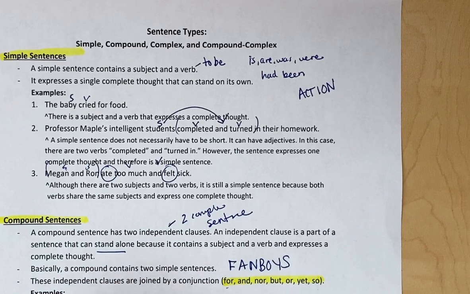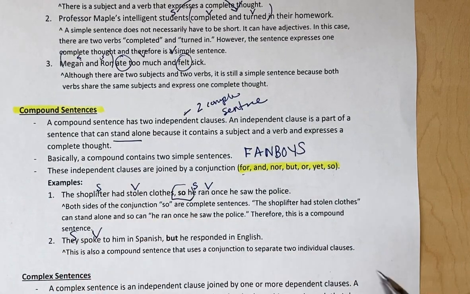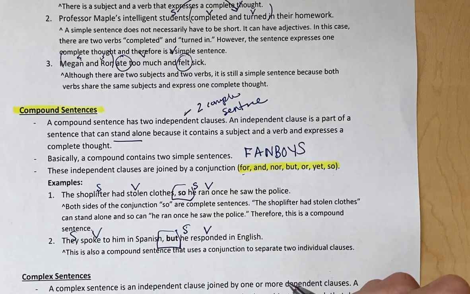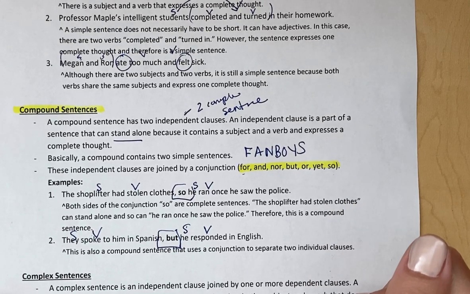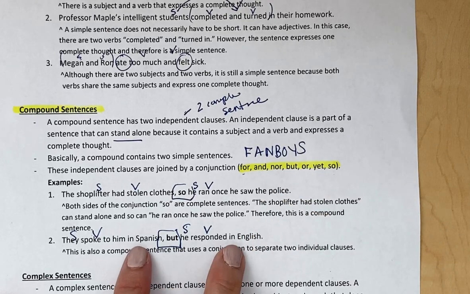So the shoplifter had stolen the clothes, comma, so he ran towards the police. Right, both sides of the conjunction are complete. The shoplifter had stolen clothes and he ran over and saw the police. Therefore, it's a compound sentence. Then we have, they spoke to him in Spanish, but he responded in English. Right, he responded in English. This would be me. My Spanish is always poor. I can understand a lot more than I can actually speak. So this is a compound sentence. It uses the conjunction but to separate the two individual clauses.